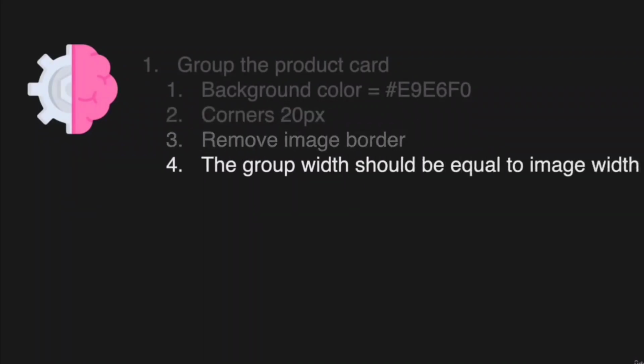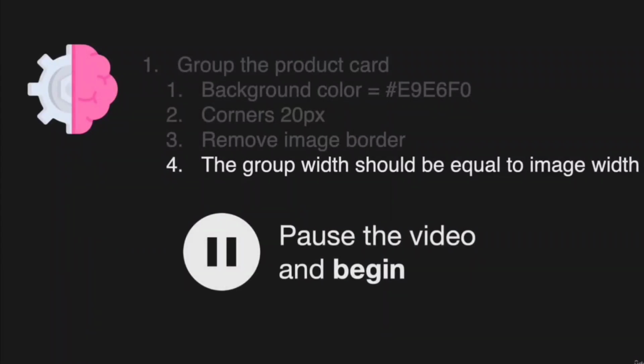So here is your objective. Group the product card, and then inside it add the styles below. So the background color with this color code, and then corners should be 20 pixel. Remove the image border, and then the group width should be equal to the image width, the same way that I just showed you, right? So if you're ready, pause the video and begin.